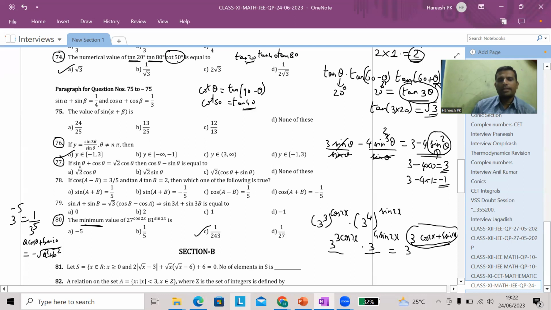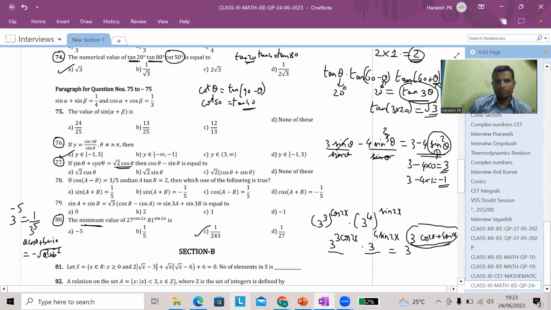Now 77th question. Sin theta plus cos theta is root 2 cos theta. This question is a little tricky one because sometimes children think I should square. Sometimes children think I should use the formula of multiply and divide by root a square plus b square. Here, none of them are required. Try to take all cos theta terms on one side, sin theta term on another side.